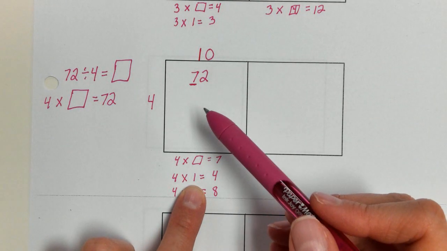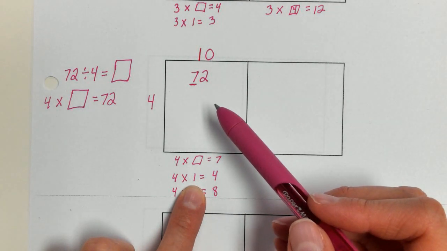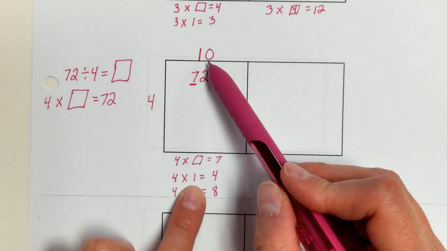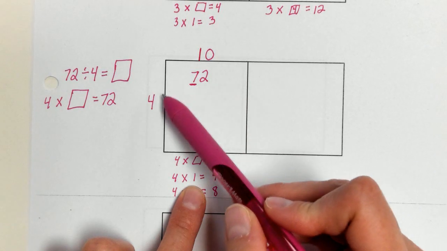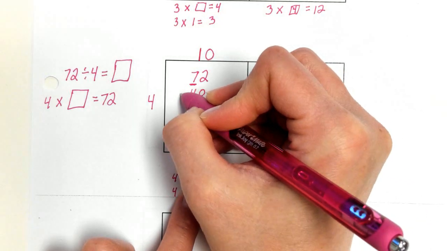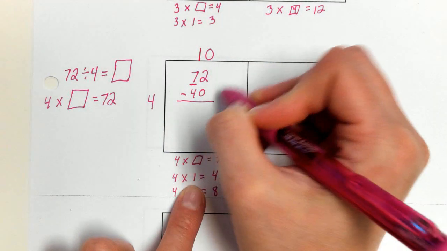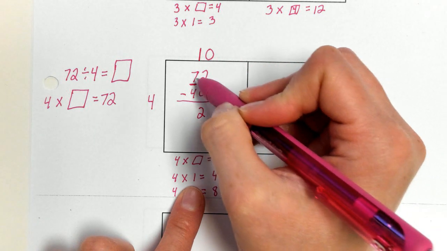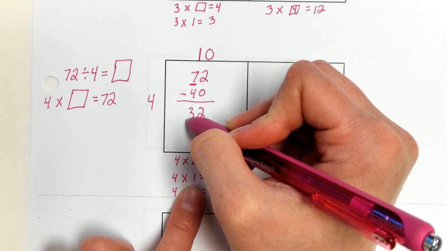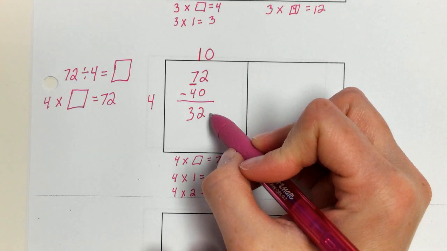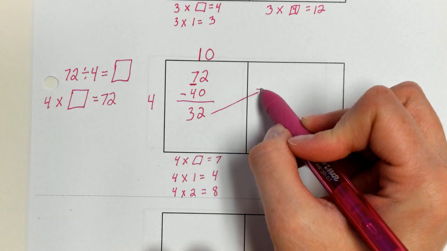All right. What place value am I working here? What place value is that? That's the 10. So it's 10 times 4. What is 10 times 4? 40. All right. I'm going to subtract 40 from 72. Now move this 32 over.